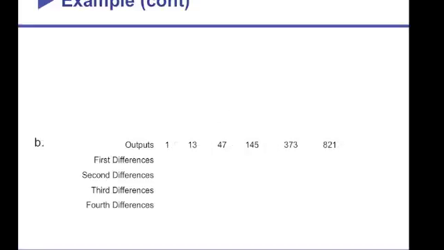On this one, we will have to find out if this is a third or fourth. So from 1 to 13 is 12. Filling this in, 34, 98, 228. Yes, I had calculated these ahead of time. 448. From 12 to 36 is up 22, up 64, up 130, and up 220.